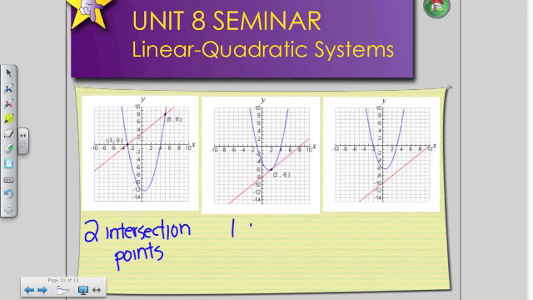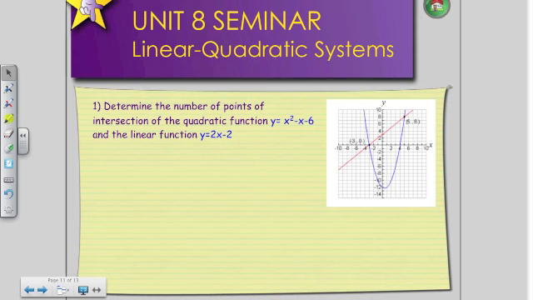You can have one intersection point, or you can have 0 intersection points. Okay? So you don't have to copy down the graphs, you just have to know there are 3 different types of scenarios. So in the very last assignment, you're going to be given: determine the number of points of intersection of the quadratic function and the linear function.